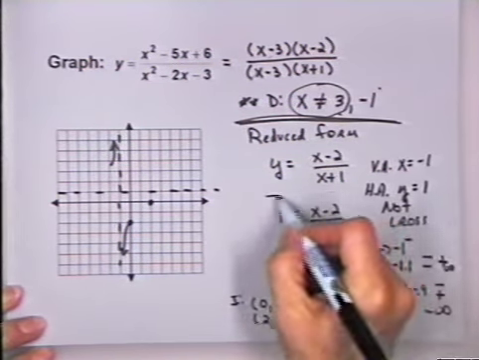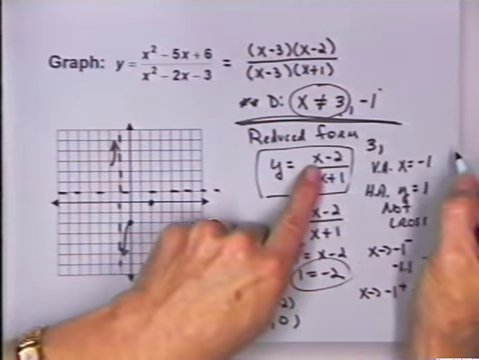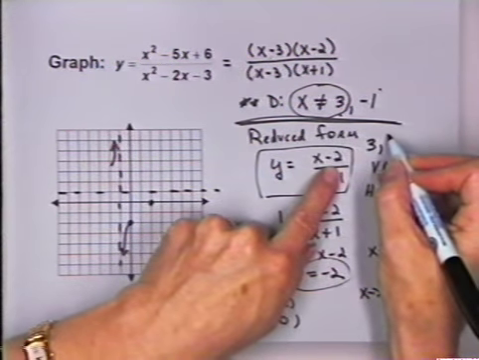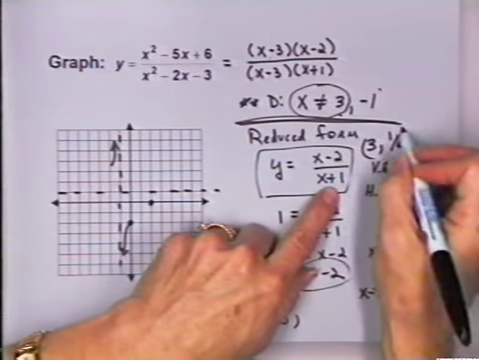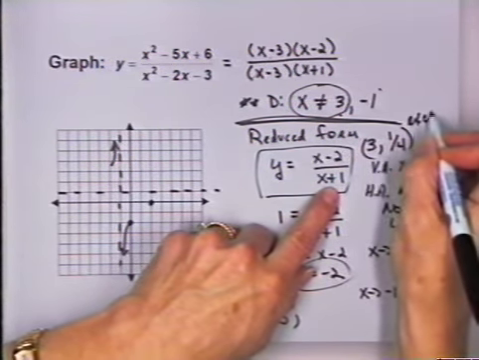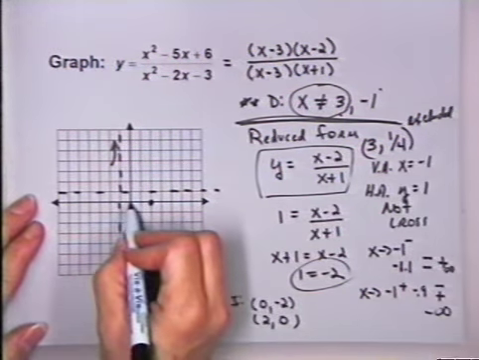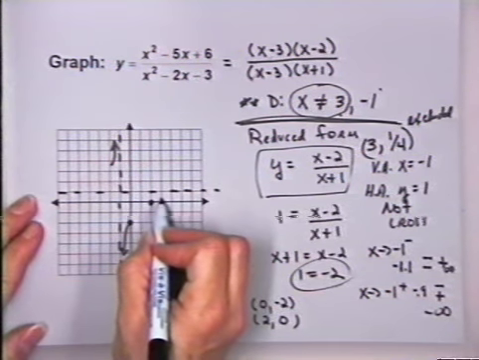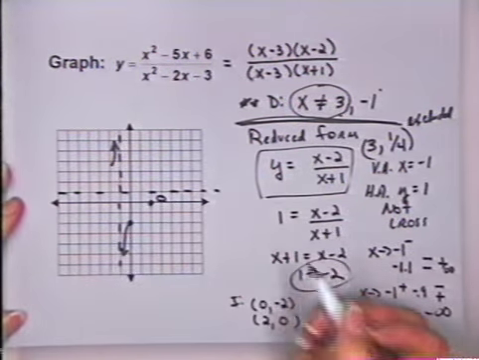Well, let's look at this new equation. If x is 3, what do I get? 3 minus 2 is 1. 3 plus 1 is 4. The point 3, 1/4 needs to be excluded. So I'm going to find that point right quick. 1, 2, 3, 1/4. And I'm going to put an open circle there to exclude that point.